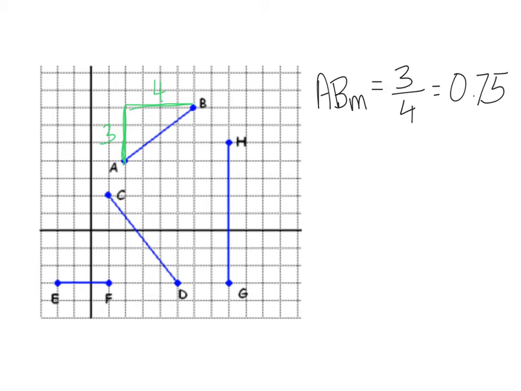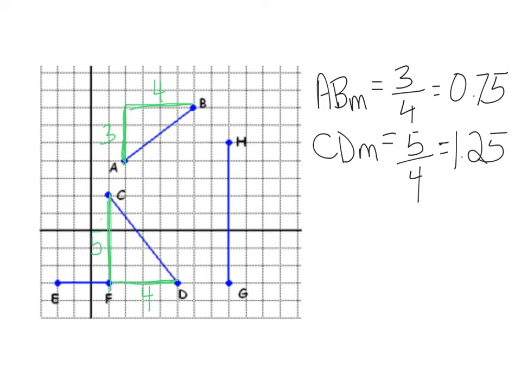So now let's do CD, and I'm now going to find the rise. So the rise is from here to here. That's 1, 2, 3, 4, 5. A rise of 5 and a run of 4. So my slope for CD is 5 over 4, which is equal to 1.25.